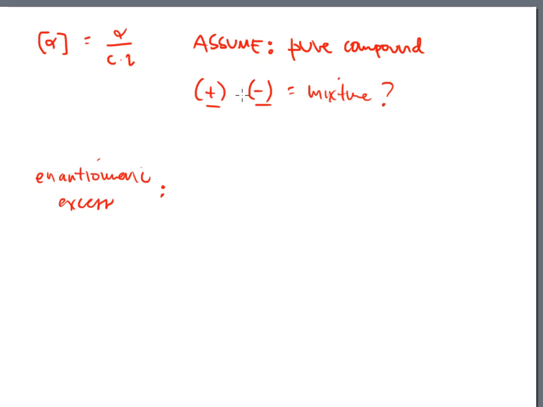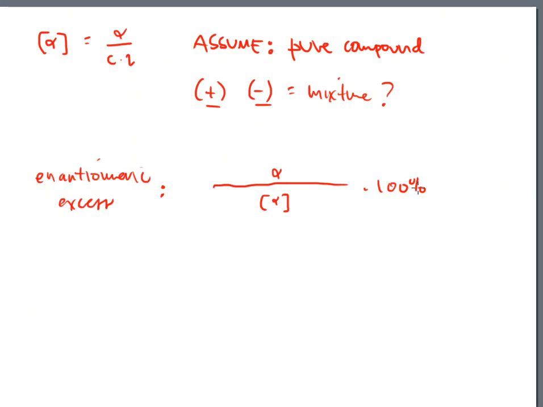To calculate enantiomeric excess, I'm going to take the observed rotation, alpha, straight from the instrument. And I'm going to divide that by the specific rotation of the pure enantiomer. Positive, negative, whichever one that's used, that's the one I'm going to go for. And then we multiply that by 100%. That's it. But it's tricky. Let me show you why.